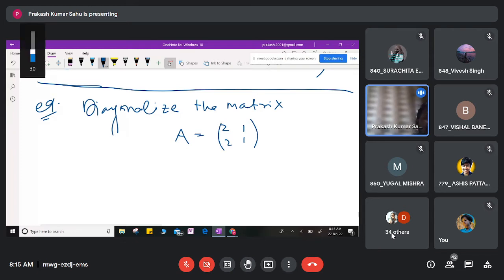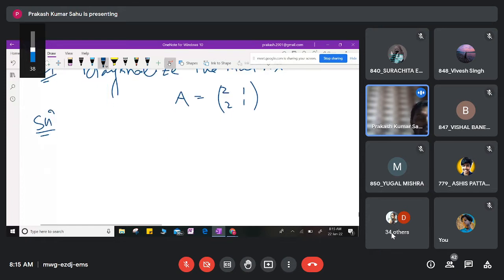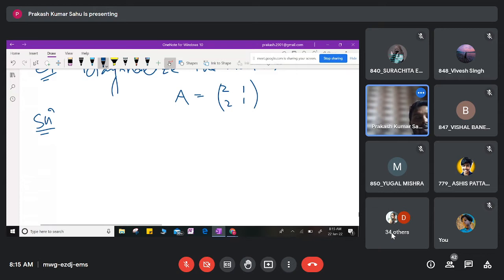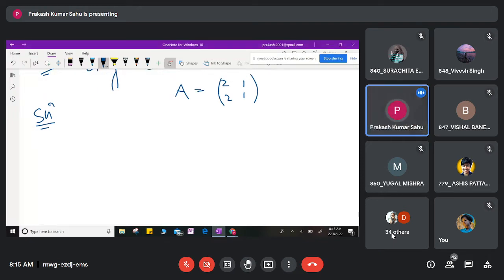We have to find the eigenvalues. Then we have to find eigenvectors. Then we have to form the X matrix. Then find X inverse. Then form and find the D matrix. These are the 5 steps. So first we find the eigenvalues.